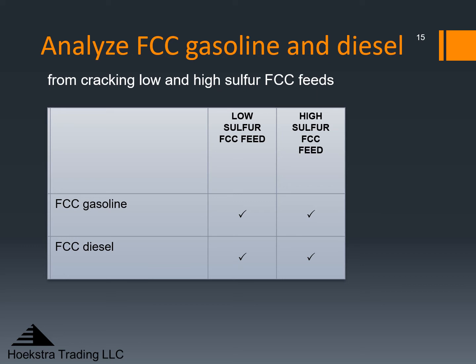We analyzed 4 samples from the refinery. They were the FCC gasoline and FCC diesel, sampled while running on 100% low sulfur FCC feed, and 2 months later on 100% high sulfur crude. We did 21st century analyses on those 4 samples.